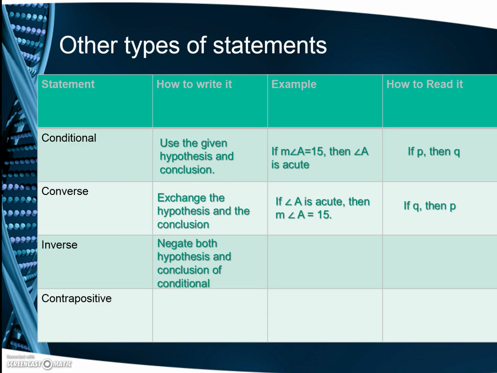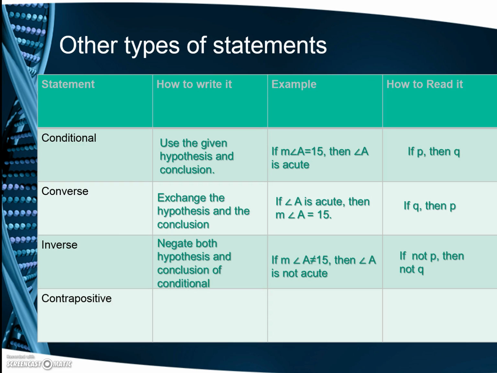The inverse takes the original conditional statement and makes them both negative, meaning opposite. So if in this one it was talking about the measure of angle A equaling 15, now we're going to change it to the measure of angle A not equaling 15. Then in that case, it would say that angle A is not a cube. So that's what I mean by negating the hypothesis and the conclusion. It's the opposite of what was already in there. So this would be if not P, then not Q.